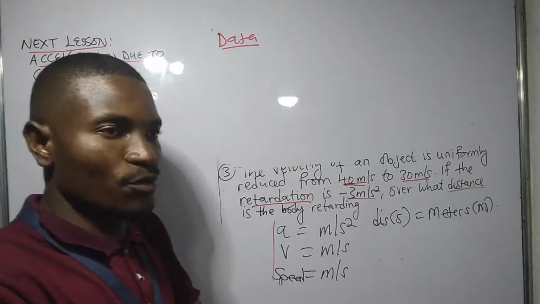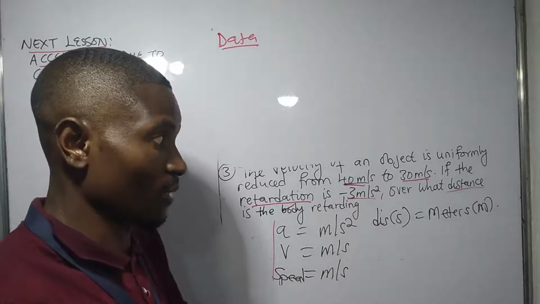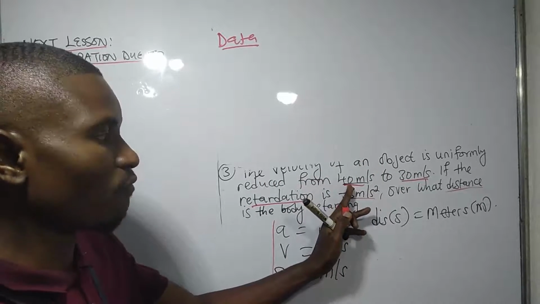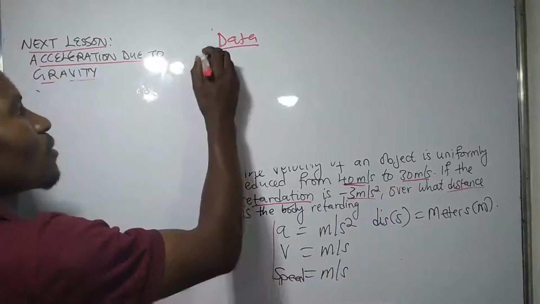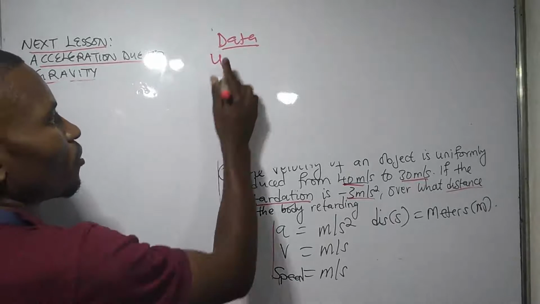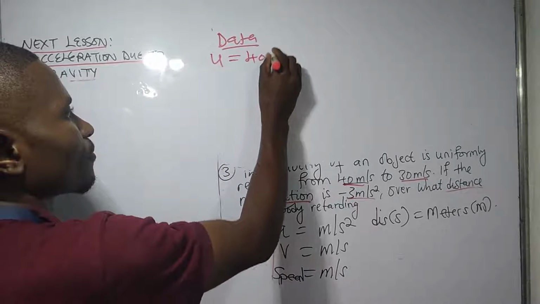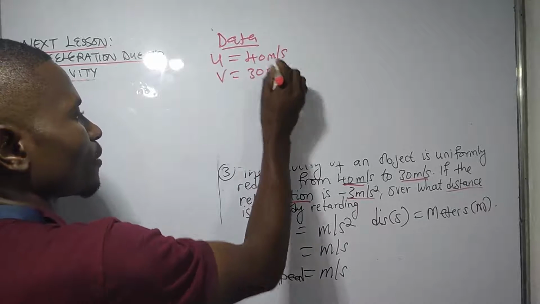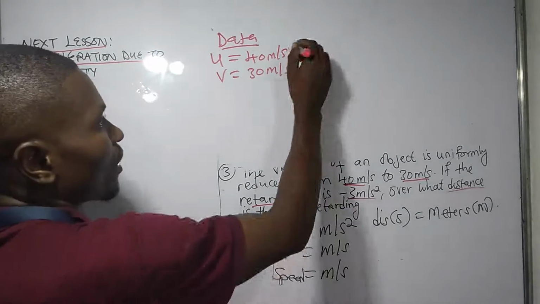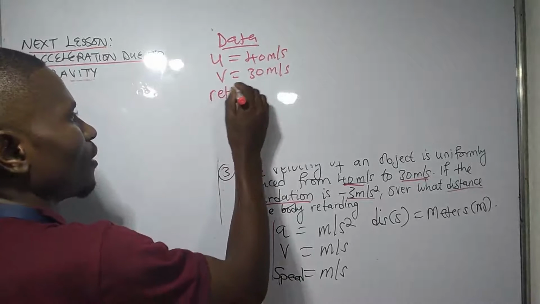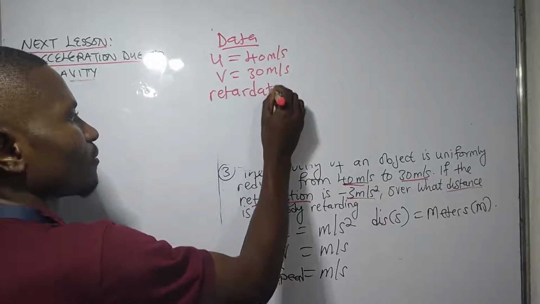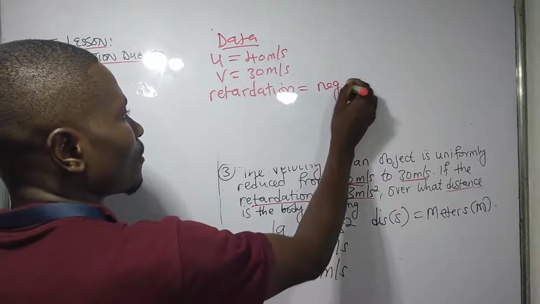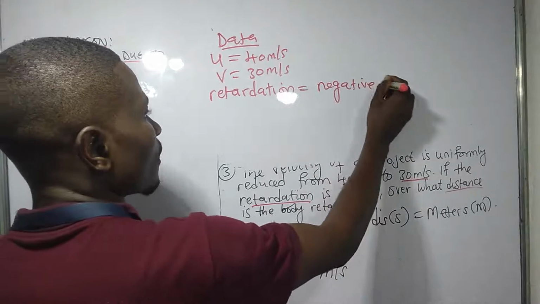So the object is already in motion. The object is uniformly reduced from 40 to 30. So the initial velocity is 40, and the final is 30. Now I want you to understand that a retardation equals a negative acceleration.